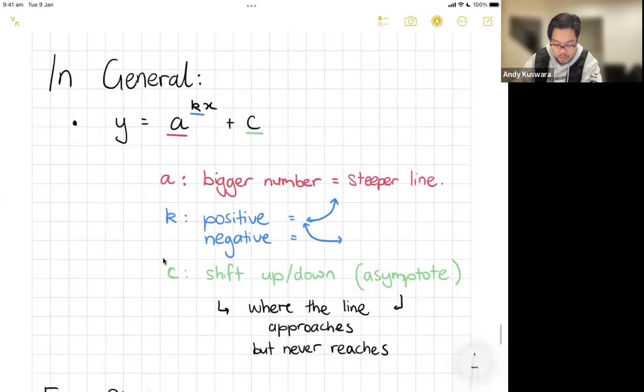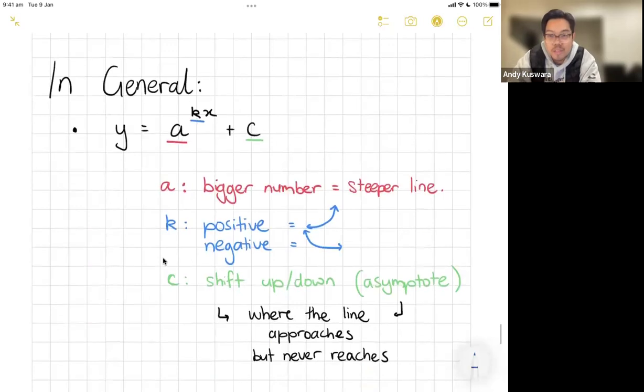Now, in general, and yes, I do want you to copy this down. So in general, you're going to have this formula here. Y is talking about the relationship. You're going to have some sort of base. You're going to have some sort of power of x. And so that k is talking about the number in front of the x. It could be positive or negative. That gives you a bit of a hint. And then you may have this plus c afterwards, which we'll talk about what that does.